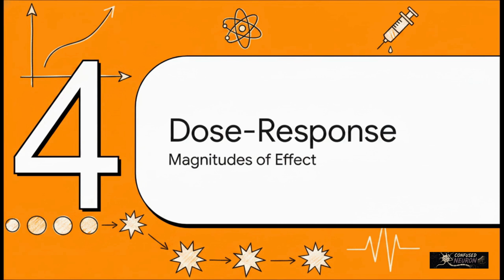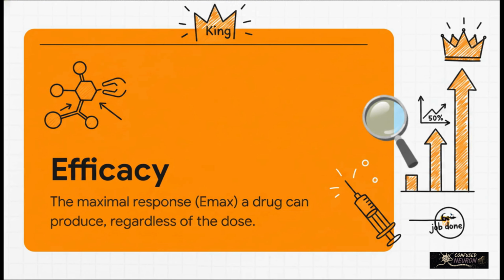Section 4. Dose-response relationships. When we're evaluating how clinically useful a drug actually is, efficacy is the absolute king. Efficacy is the maximal response, or Emax, that a drug can produce regardless of the dose. It depends entirely on the number of drug-receptor complexes formed and the intrinsic activity of the drug itself. A really common mistake is confusing this with potency. Just think of it this way. Efficacy is the ultimate ceiling of the drug's effect. Potency is just how much weight or how large of a dose you need to lift to hit that ceiling.